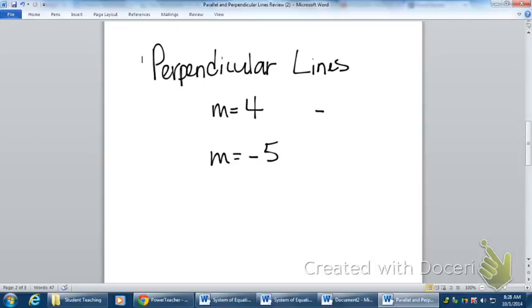Now, the second part to this is, remember, 4 is the same thing as 4 over 1. Does everybody understand that? You can put any number over 1. Same thing with -5. And when we're talking about slope, remember, we're doing rise over run. So for the first one, we're going up 4 and over 1. For the second one, we're going down 5 and over 1. These are just notes.